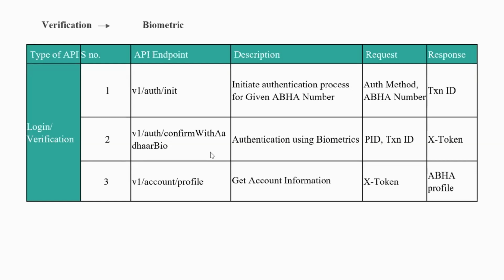it will generate an X token. That X token we need to pass onto the V1 account profile API, which will provide us the whole profile details which you can fetch, like the name, the address, and even the date of birth, with all the demographics. It would be fetched, and you can store it in your respective databases. Okay.